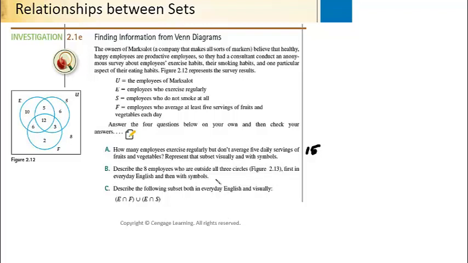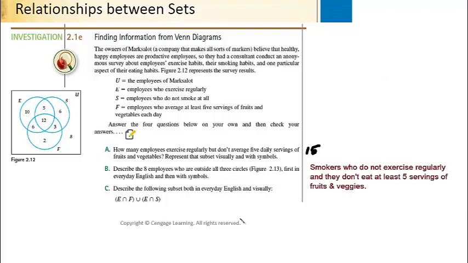Describe the 8 employees who are outside of all 3 circles. Well, they must be, let's see, they're outside of all 3 circles. So they must be smokers, and they don't exercise regularly, and they don't average 5 servings of fruits and vegetables. So it is a person who fits all 3 of those things. Let me write that down. Okay, so there I have them written down.